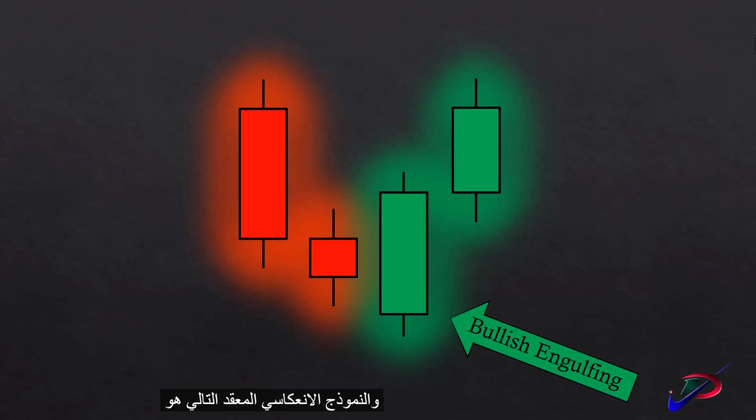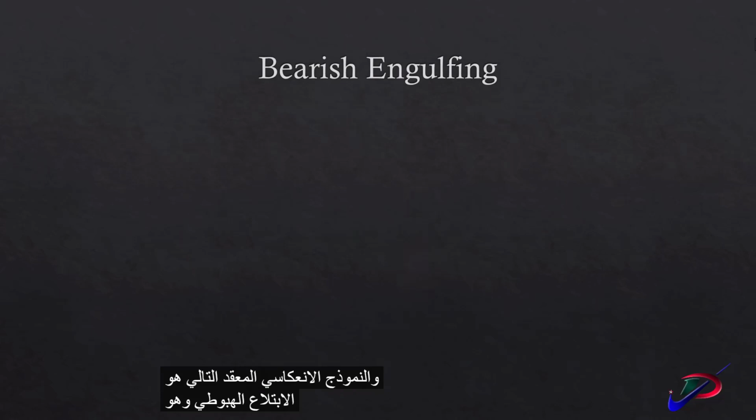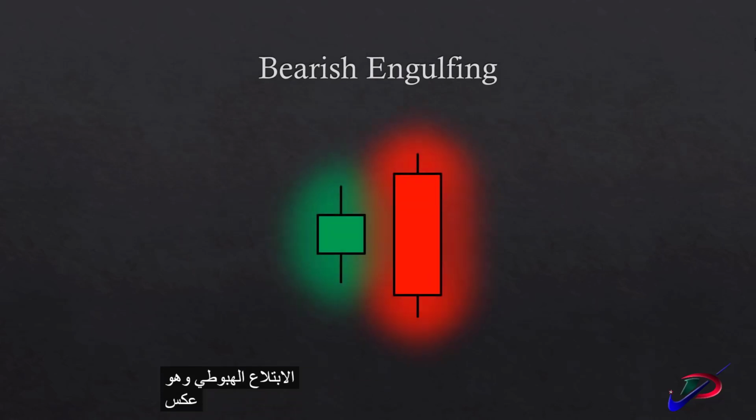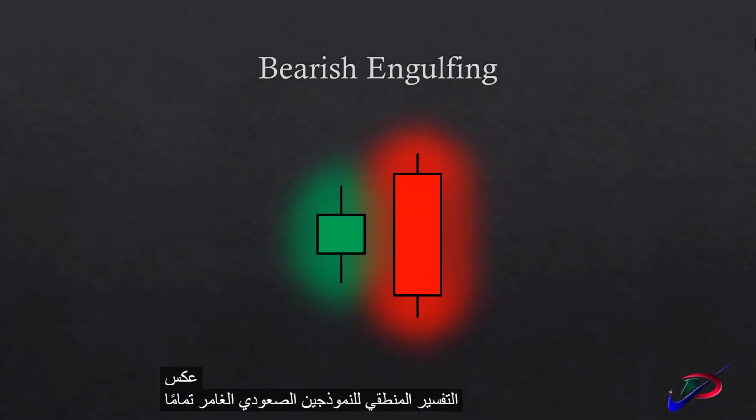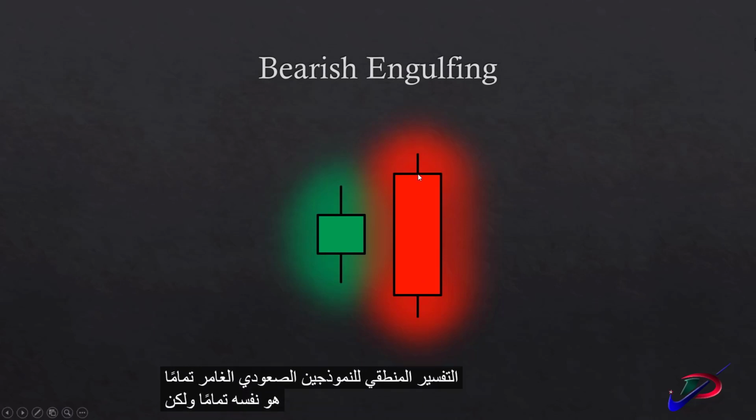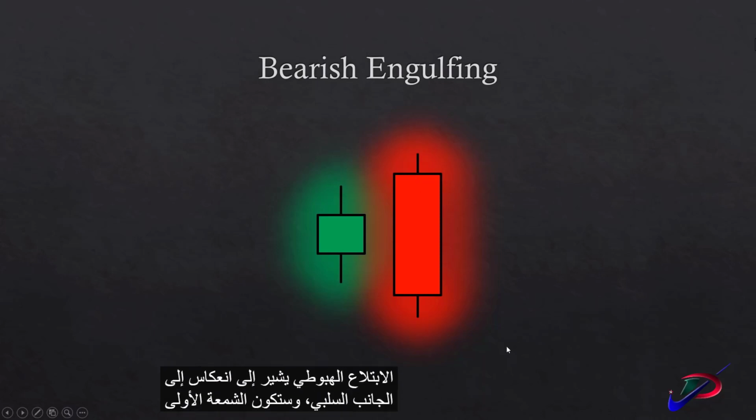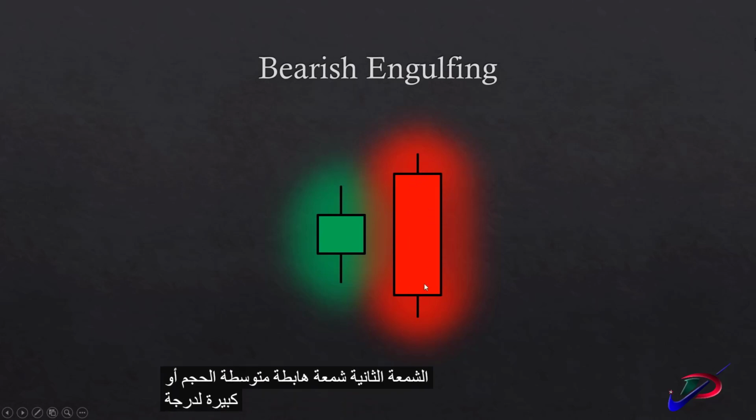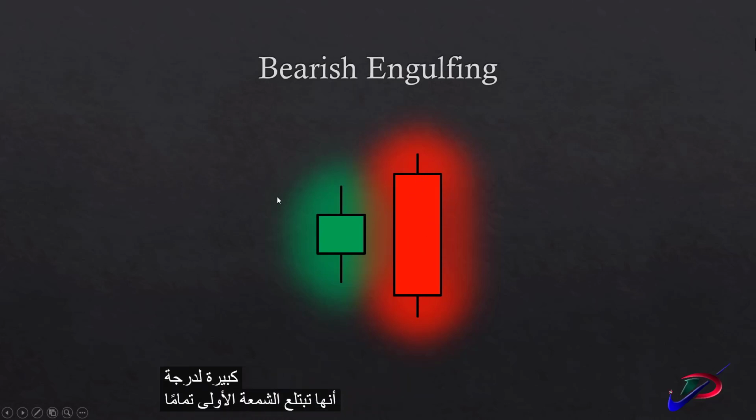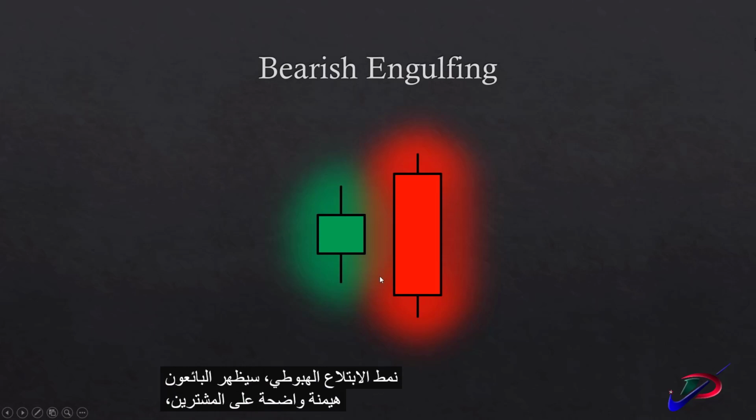The next complex reversal pattern is the bearish engulfing, which is precisely the opposite of the bullish engulfing. The logical interpretation of the two patterns is exactly the same, but the bearish engulfing denotes a reversal to the downside. The first candle will be relatively small and bullish, and the second candle will be a medium-sized or large bearish candle to the degree that it completely engulfs the first candle. In other words, in a bearish engulfing pattern, the sellers will explicitly display dominance over buyers.